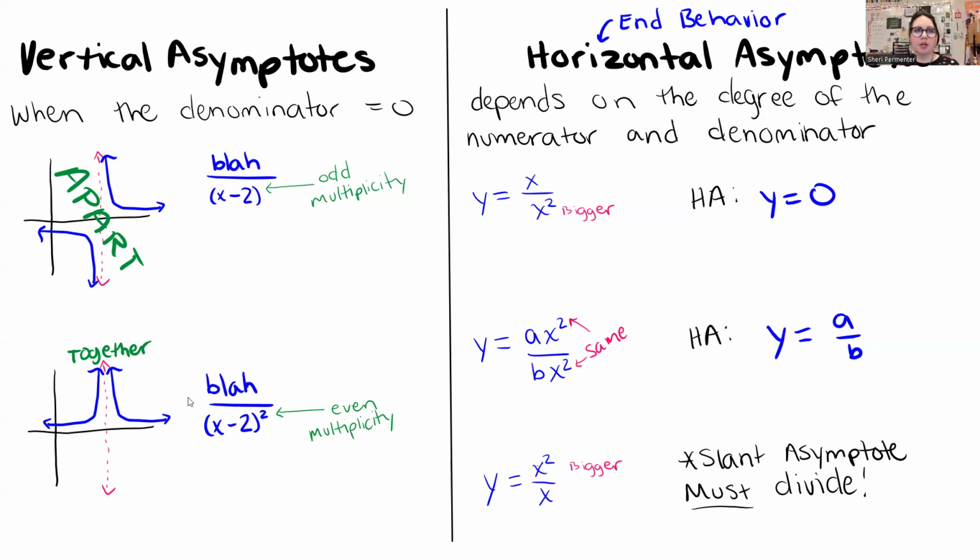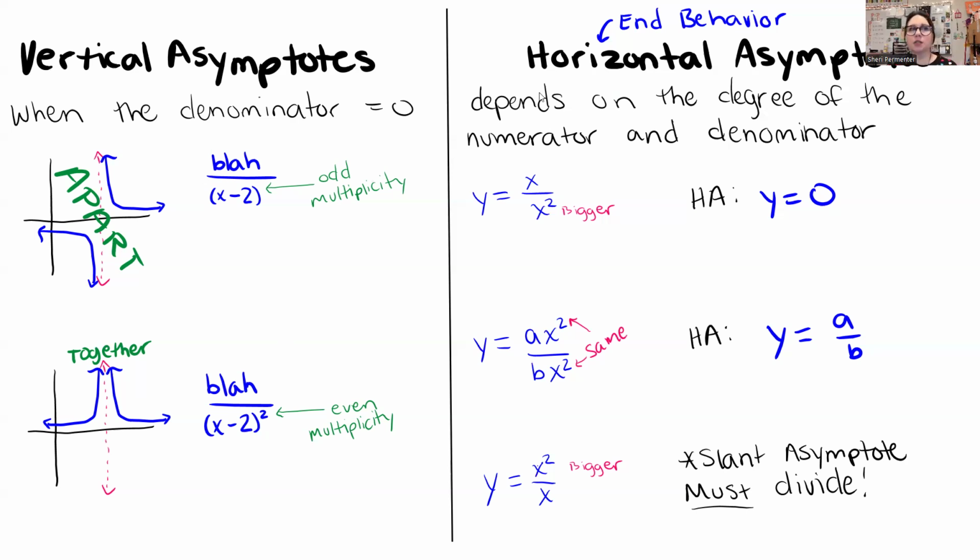What happens sometimes, though, is that when you have an even multiplicity, and it doesn't have to be 2, it could be 2, 4, 6, 8, 10, any even multiplicity, what that does to your graph is that when it hits the asymptote, your graph will go together in the same direction. So they either go together up or they go together down. As they approach the asymptote, they're going to leave and go together in the same direction.